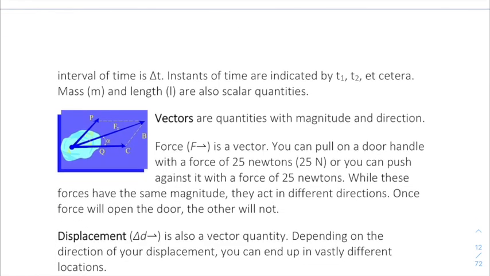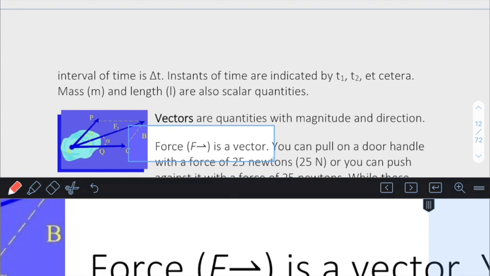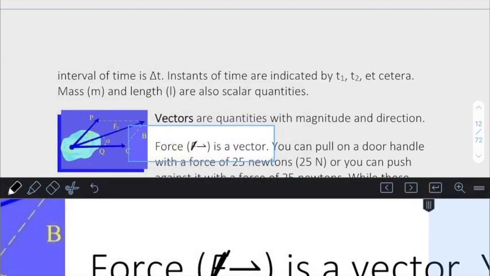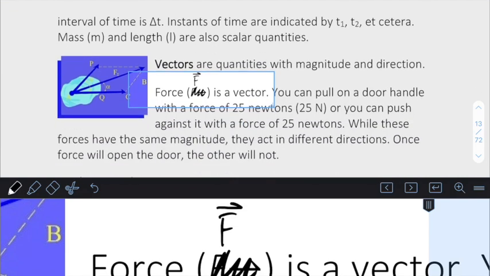Meanwhile, a vector would be quantities that have direction. So for example, force is a vector, and if they are vectors, they're going to have these little arrows on top. And I really, really need this book to be redone because obviously this should be F with a hat arrow there.